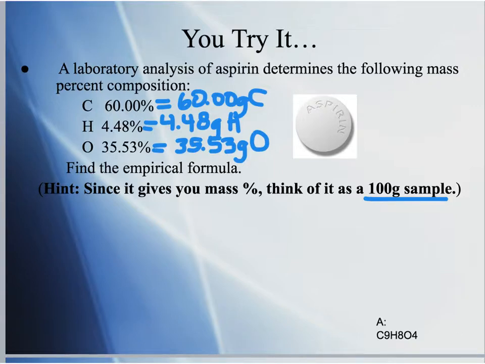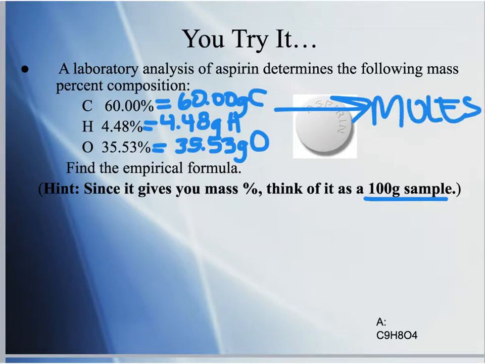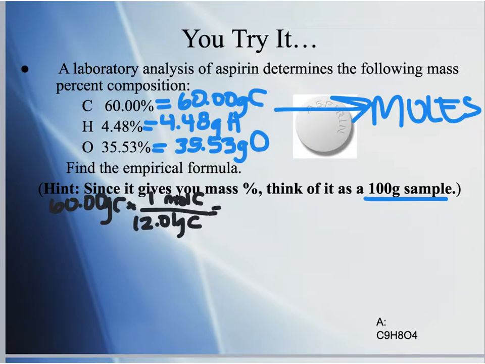All right, now that we are in grams, first thing we need to do, remember, is turn them to moles. So we're going to take each and turn it to moles. So 60.00 grams of carbon. In 1 mole of carbon, we have 12.01 grams of carbon. So 60 divided by 12, it's going to give us 0.4999 moles of carbon.